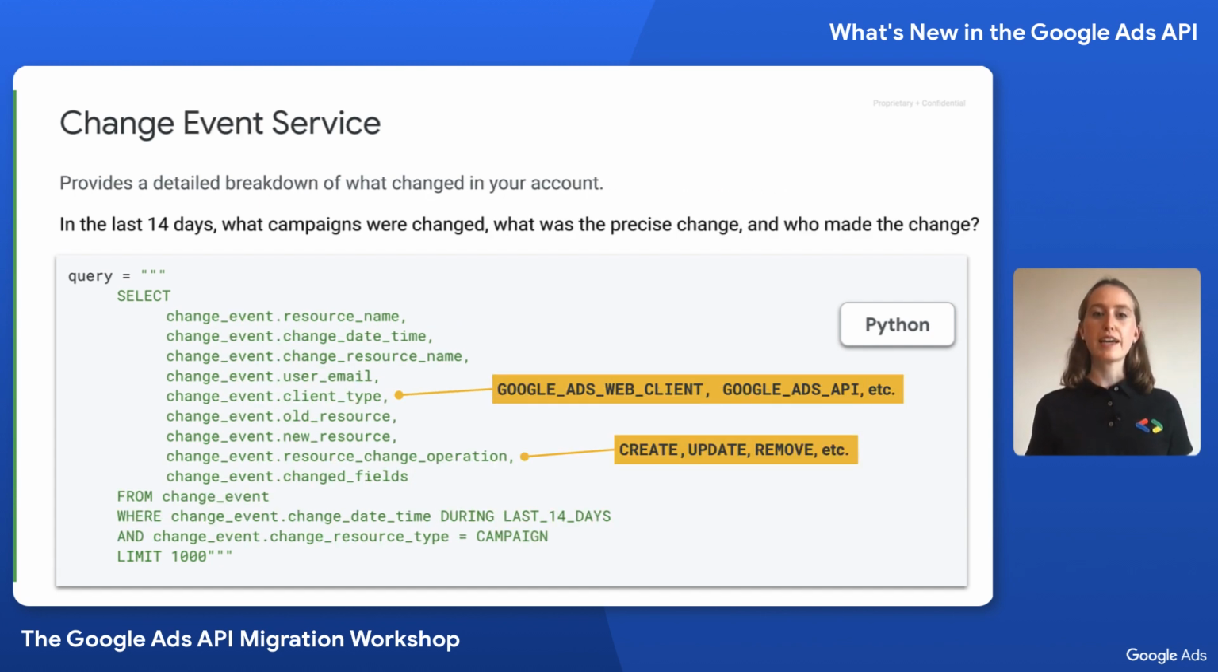Now, if we want to get more specific about what the change was or which user the change was made by, that's where the change event service comes in handy. With the change event service, we can get details that might be useful for auditing, like the user email and the client type that the change was made through. If the change was an update operation, we can also get specific details about what the entity looked like before and after the change.